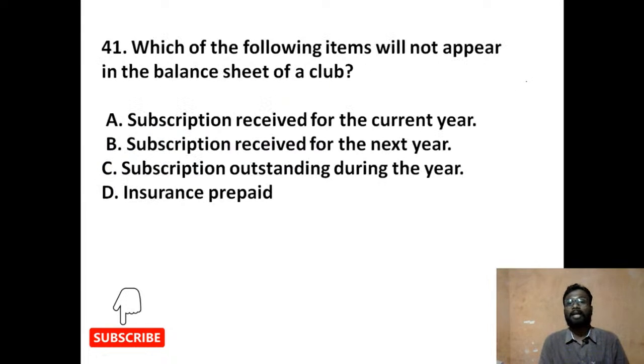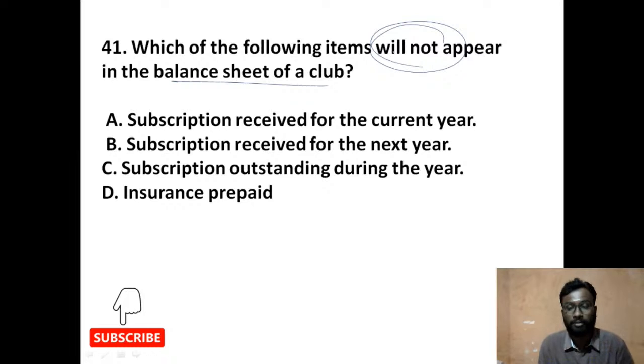So which of the following items will not appear in the balance sheet of a club? Subscription received for the current year, subscription received for next year. That is nothing but advance, which will be recorded in the liability.